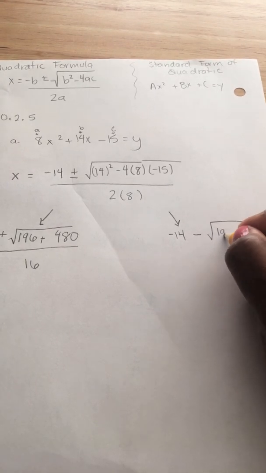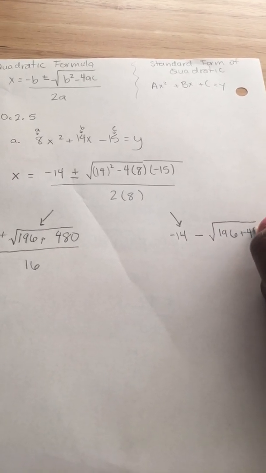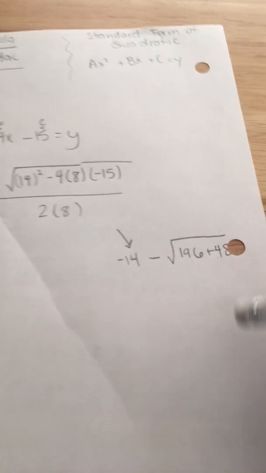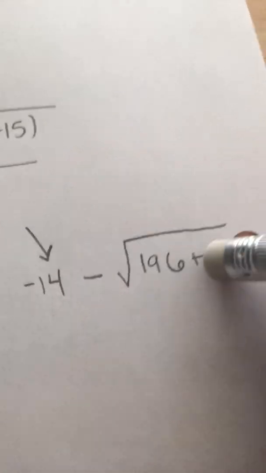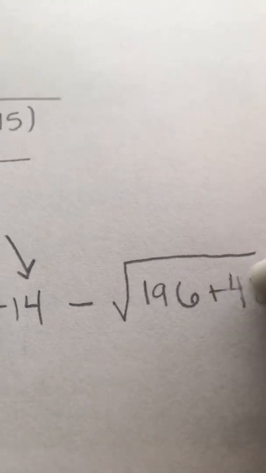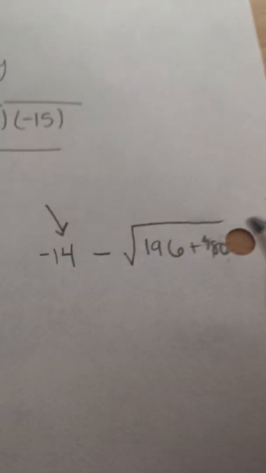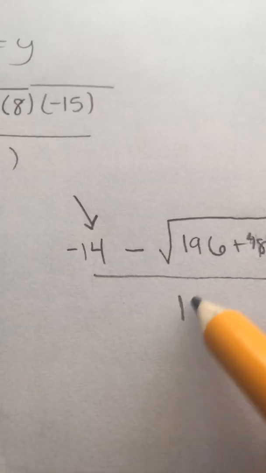196 plus 480. Are you serious? I ran out of room. That's embarrassing. I hope you don't mind, but I'm going to write it a little slanted, plus 480 all over 16.